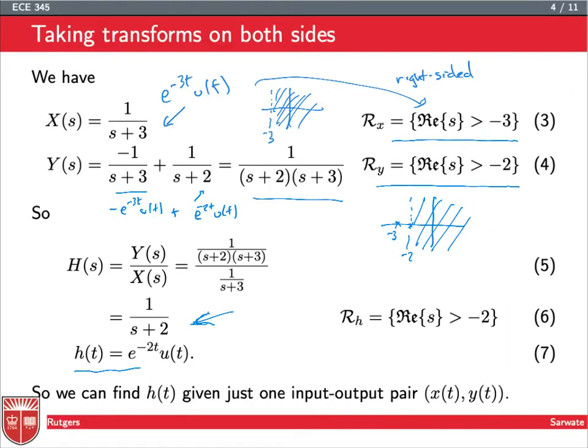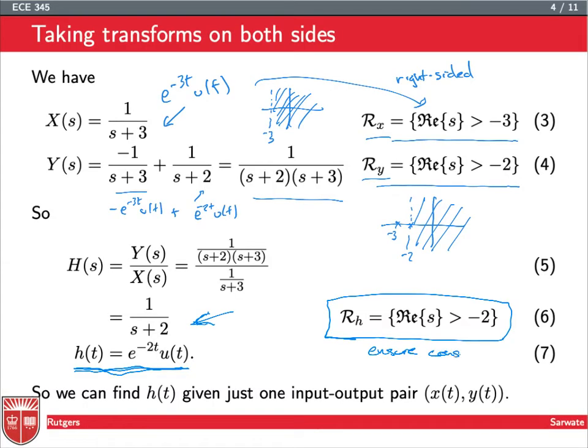Which means that h of t, just doing the inverse Laplace transform, should be e to the minus 2t u of t. And just to be extra safe, we want to look at the ROC of this h of s. We need to make sure that the ROC is consistent with having this ROC for Rx and this ROC for Ry. So we need to ensure consistency. What do I mean by that? Well, if I intersect RH with Rx, I'll get Ry. That's what I mean by consistency.